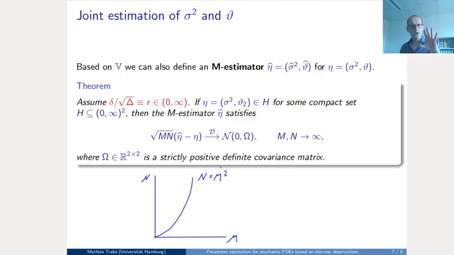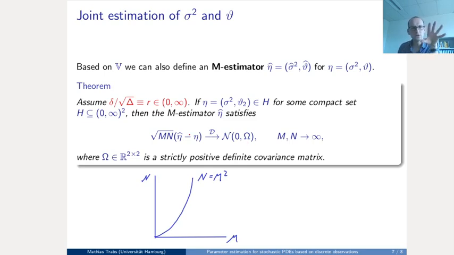Now what we would finally like to have is the joint estimation of sigma squared and theta, and again based on our realized space-time quadratic variation, we can construct an M-estimator for both parameters jointly. And here we have a central limit theorem only in the balanced design, but the rest is as we would like to have. We have this parametric rate and some asymptotic covariance matrix, which I omit here in the slides.